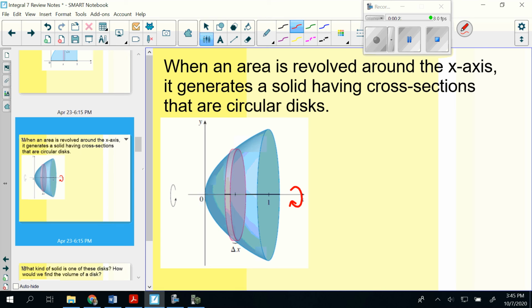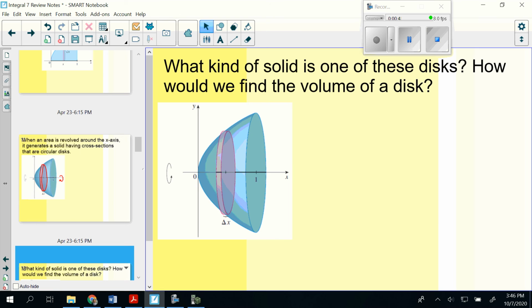such as the x-axis, that would carve out a solid that has cross sections that are these circular discs that are the shape of a cylinder. So if we figured out all those cylinders from one side to the other, we should be able to find the total volume of this. So how do we find the area of one of these discs or cylinders?